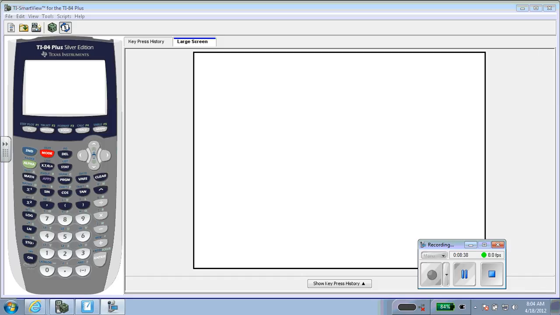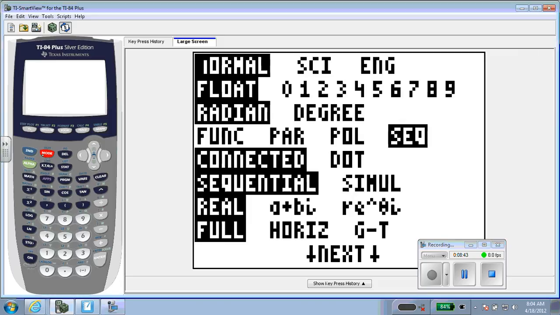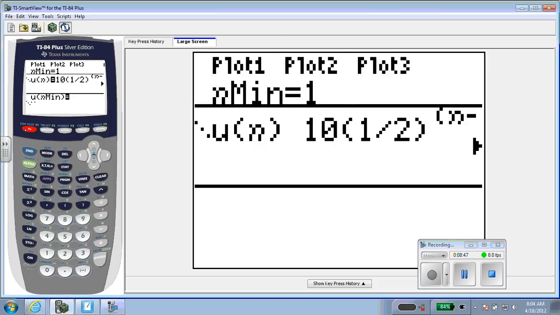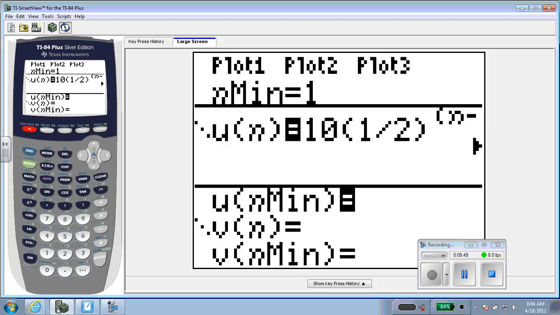Actually, I have one more thing I want to show. I am in sequence mode, and I put in one of the sequences we looked at, 10 times 1/2 to the n minus 1. This does say n minus 1 if we look at it. 1/2 to the n minus 1, and I did put the power in a parenthesis.